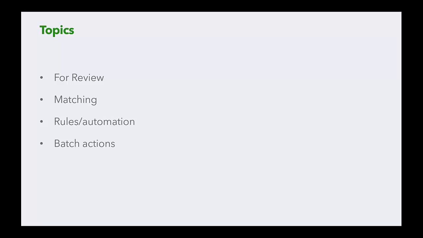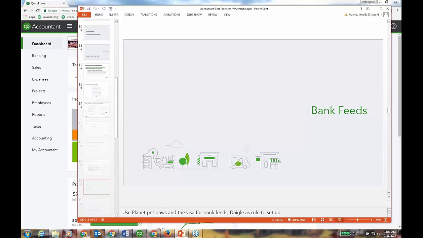So we're going to go over the For Review tab, bank feed overview in general, matching, rules automation, and batch actions. Then we'll jump into recurring transactions and payments and end up with bill pay. Again, we've pretty much gone over the accountant tools.